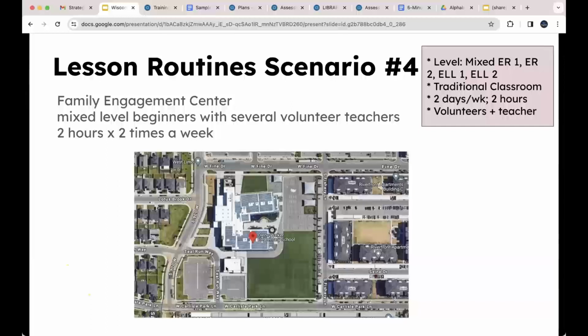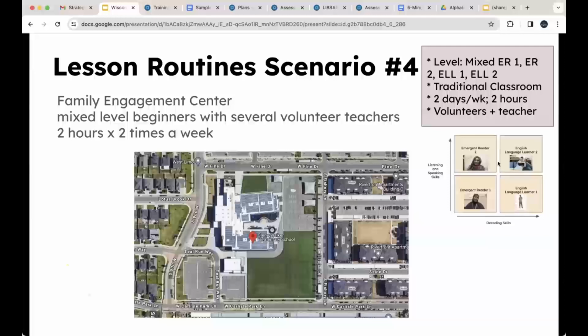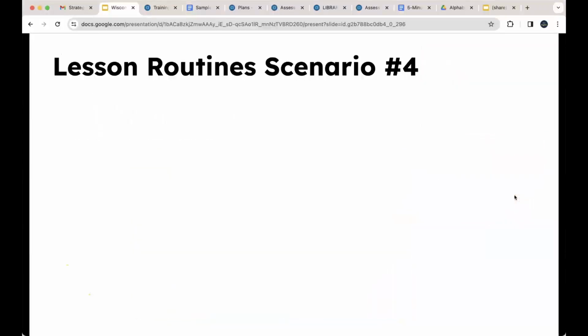One thing that's really challenging about this situation is it's mixed level beginners. So we have both students who are not literate in their native language and students who are literate in their native language, all mixed together in a classroom full of different types of beginners. Also, this program is mostly run by volunteers. There is a part-time paid position, but that teacher doesn't have any training or experience with teaching ESL. So it's all of these types of students mixed together.